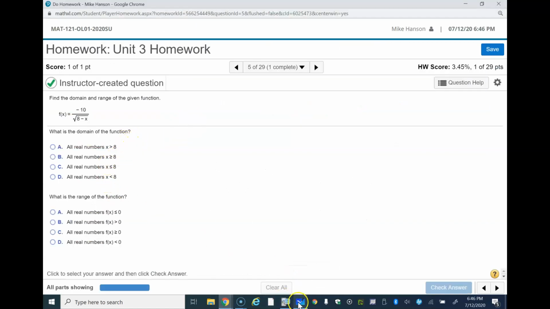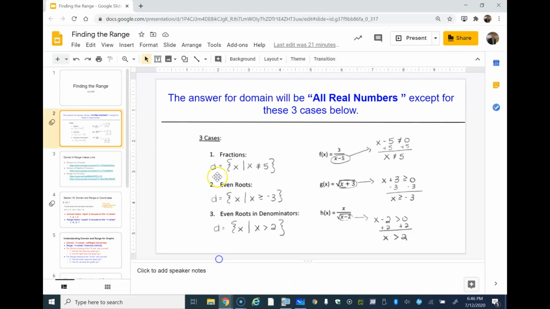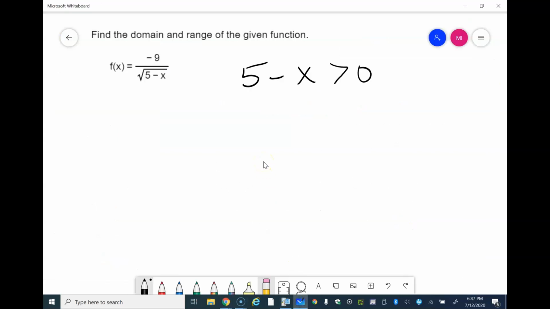I got an example here. So if we wanted to find the domain and range for this one, again, we're going to set the bottom part, the denominator, so it's 5 minus x. So we have 5 minus x greater than 0. This goes back to what we said: we have to set it greater than 0 for this one. Then we're going to solve.